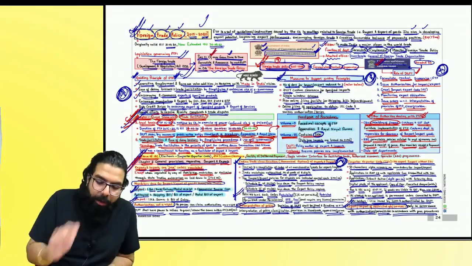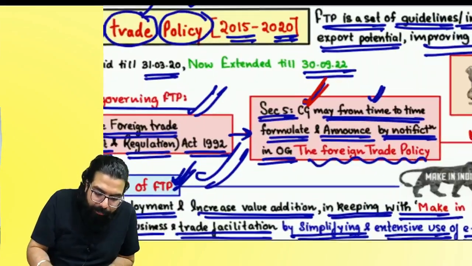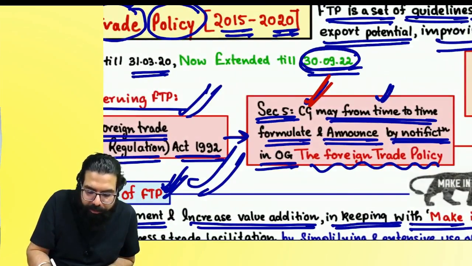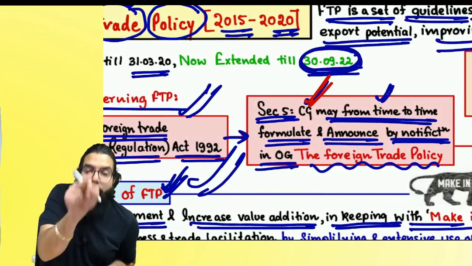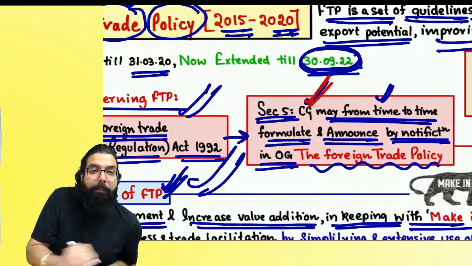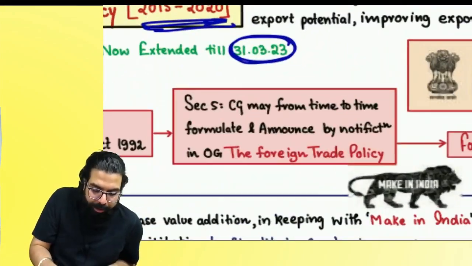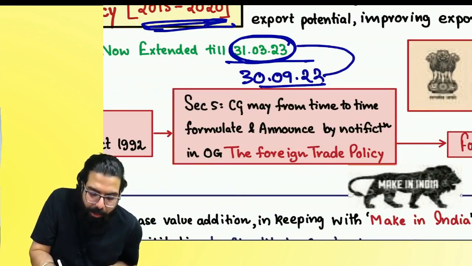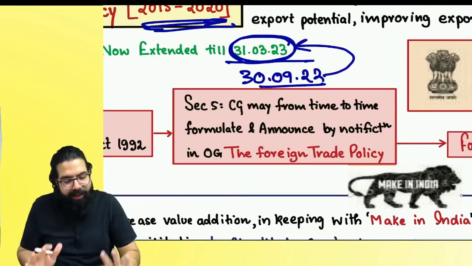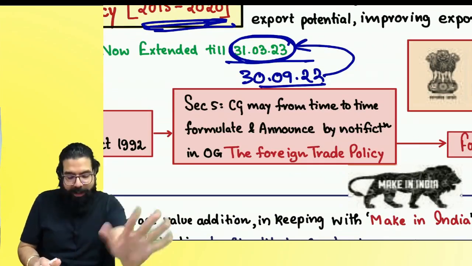In version 8, when I taught, I just told that the foreign trade policy is extended till 30th September 2022. Now, for your May 23 and November 23 exams, nothing has changed other than the point that the foreign trade policy, which was applicable till 30th September 2022, is now extended till 31st March 2023. That's all.